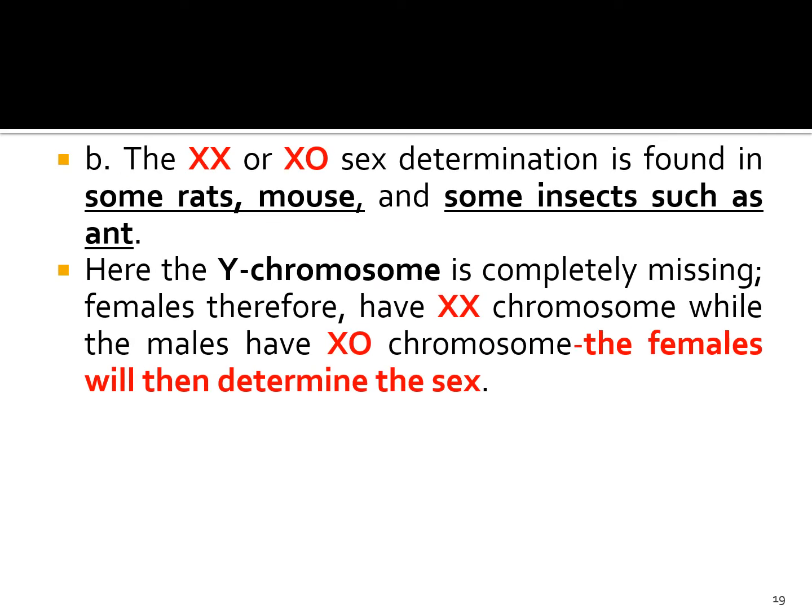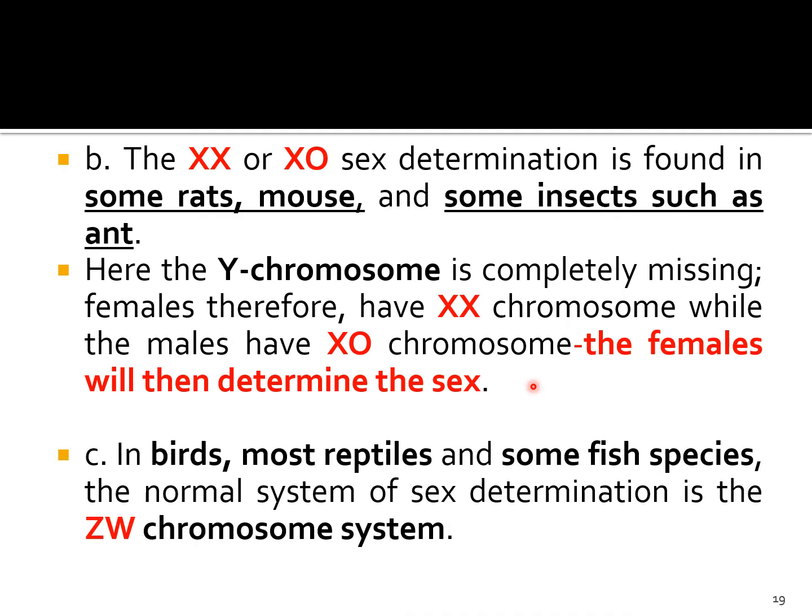And then there's also the XX and XO sex determination, which is found in some rats, some mice, some plants, and some insects, such as the ant. In this format, the Y chromosome is completely missing. As a result, the females have XX chromosomes, while the males have XO chromosomes. So in this case, it is the females that will determine the sex of the animal or the insect.